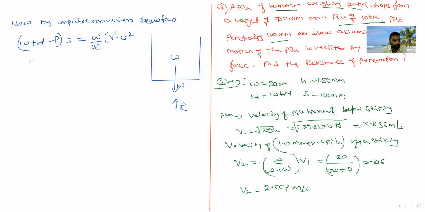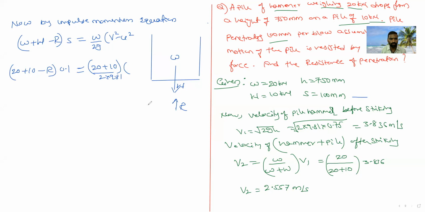So substitute this. Small w is 20, plus capital W is 10, minus resultant R, which I need to find out, into S. S is given as 100 mm, that is 0.1. See, the total weight moving in the downward direction is small w plus capital W, that is 20 plus 10, divided by 2 times 9.81 into V square.